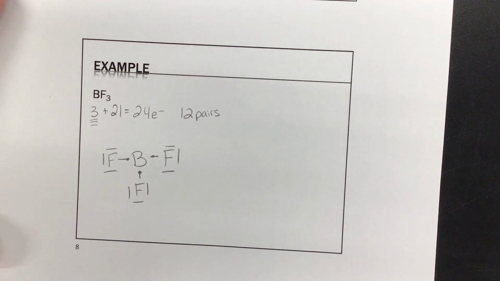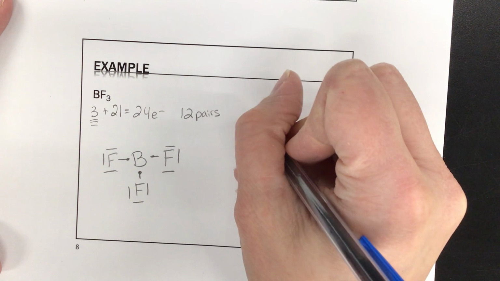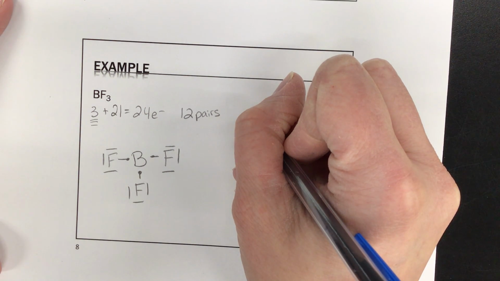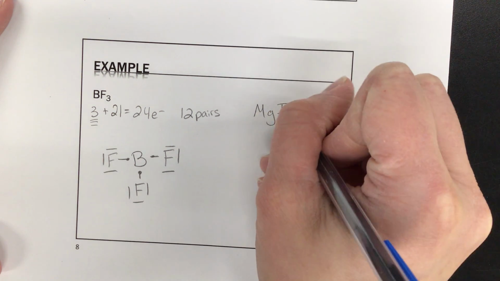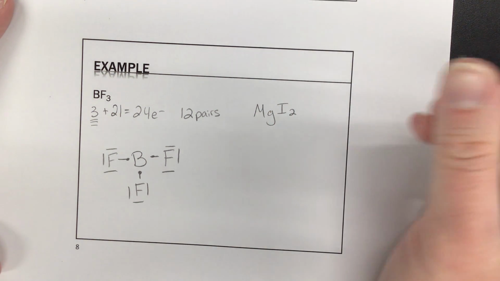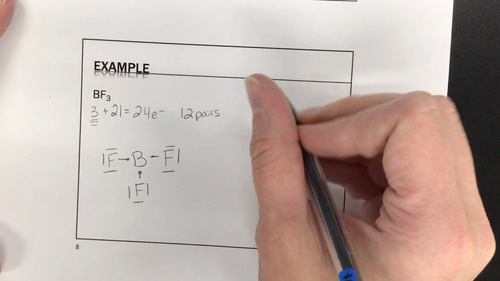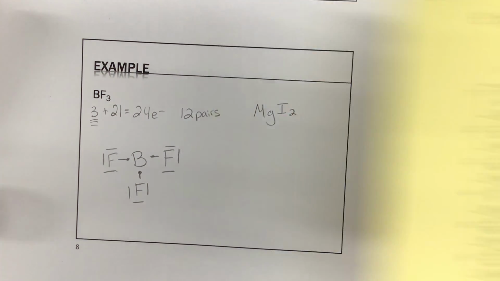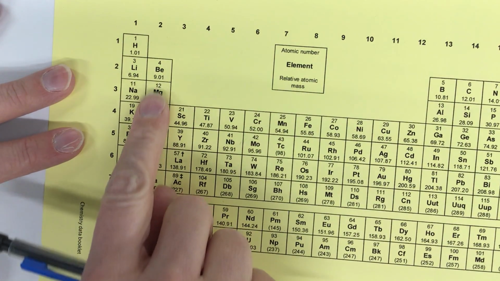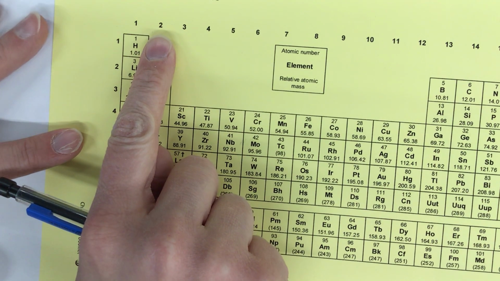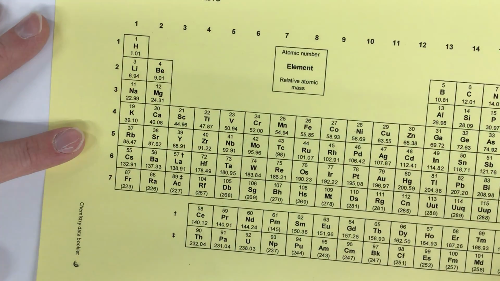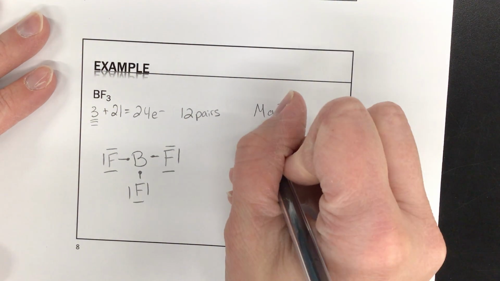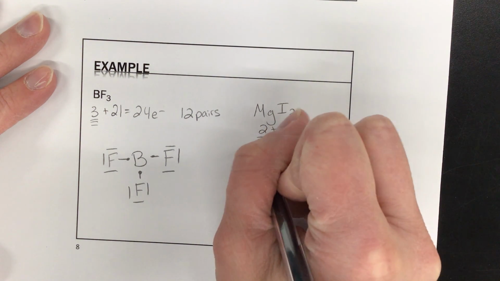Okay. Another example, we'll do MgI2. Okay. So for MgI2, magnesium, even though it's a metal, we're going to treat it like it's a covalent bond because of its electronegativity. So Mg is 2 valence electrons, so that means that magnesium will only be able to form 2 bonds.